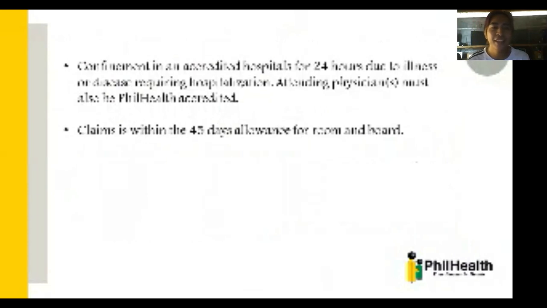Second one, confinement in an accredited hospital for 24 hours due to illness or disease requiring hospitalization. Attending physicians must also be PhilHealth accredited, and claims must be within the 45 days allowance for room and board.